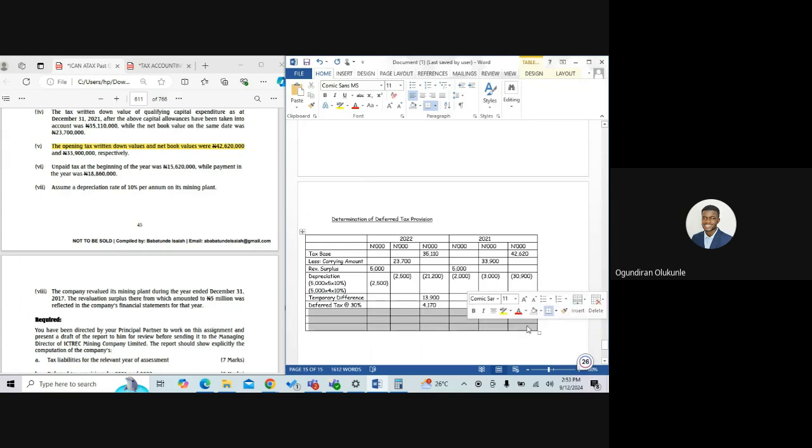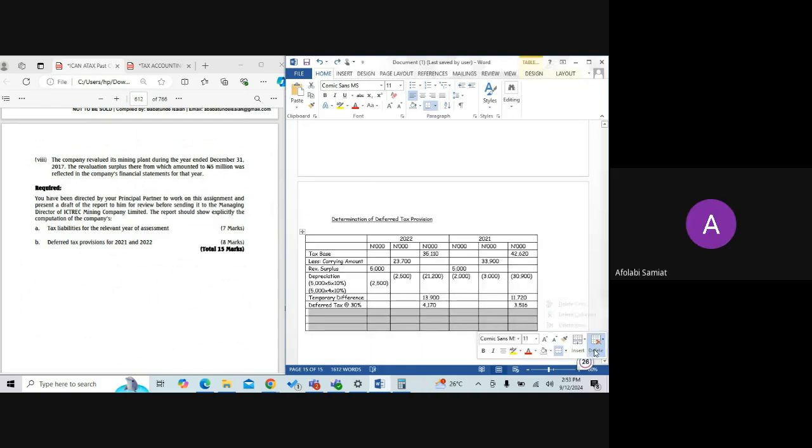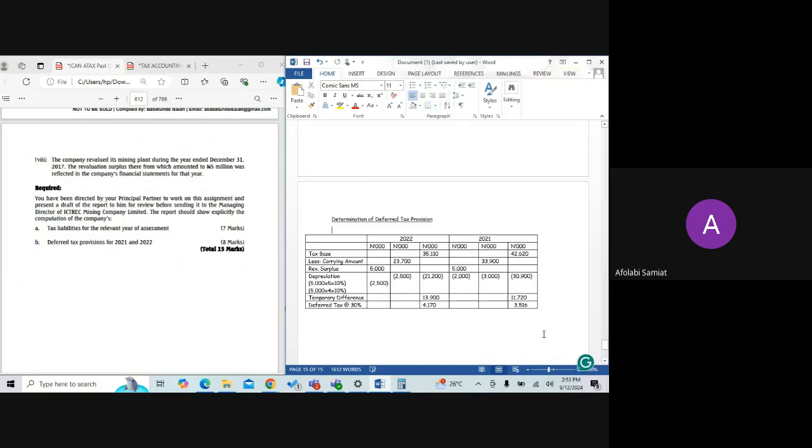So with this, you've been able to answer the question, because they only asked for the deferred tax provision for 2021 and 2022. They didn't tell us to do the presentation. Right. So that's it. Any question? Please, sir, how do you arrive at 11,720? That's the difference: 42,620 minus 3,900. Okay. So this is it now.